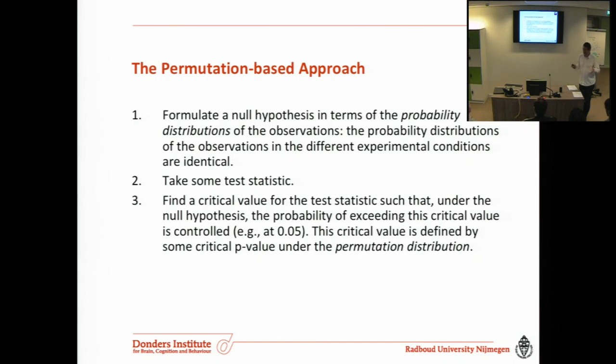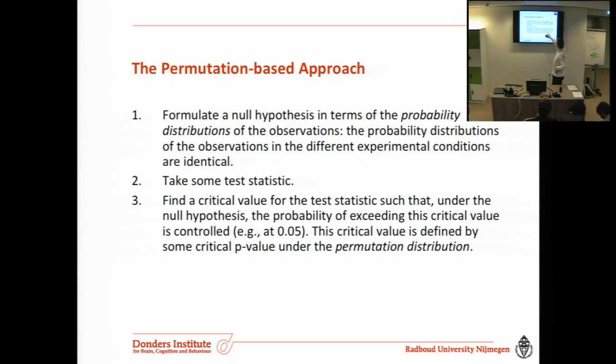And if there is an effect of the independent variable, then this effect will manifest itself as a difference in the probability distributions from which we draw our data in the two experimental conditions. That's a different starting point. Now for the rest, it's very much the same. You take some test statistic, and you find a critical value for that test statistic, such that under the null hypothesis, this one here, the probability of exceeding the critical value is controlled.